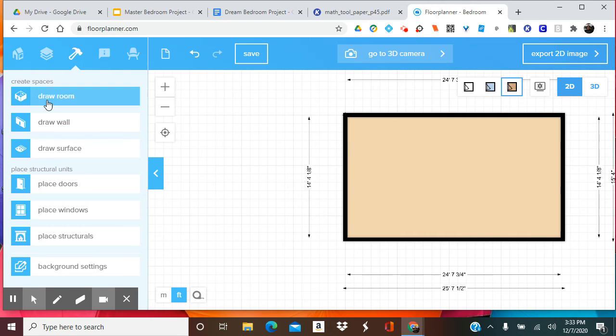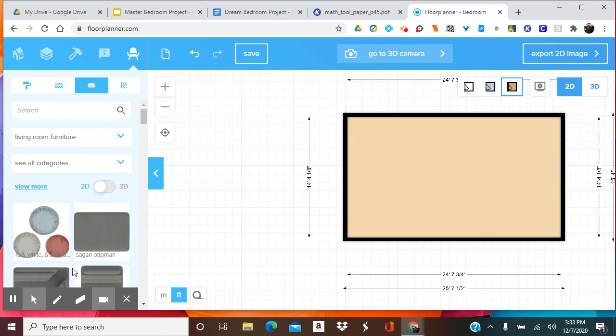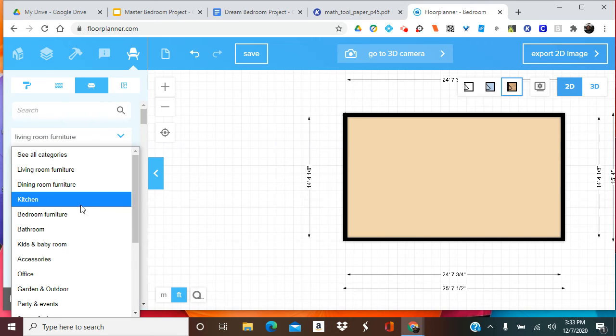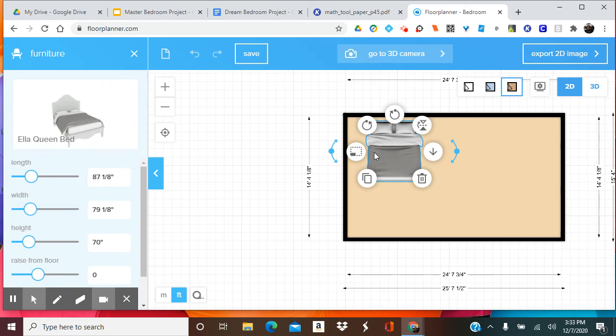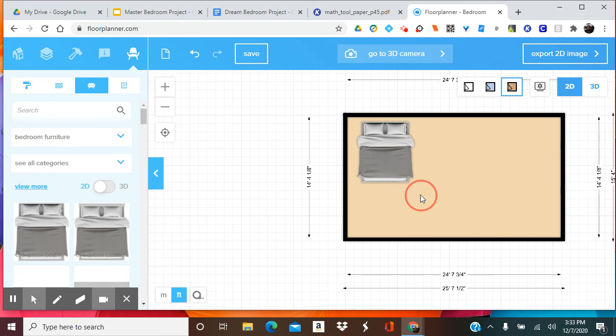Then you're going to go over here and you can put the walls, your surface area, you can place doors and windows. Up here you can place your furniture in there. You can choose living room furniture, kitchen, bedroom, bathroom. You're definitely going to want bedroom and bathroom furniture in there. And it's going to give you the equivalent. You're just going to click and drag and put it where you want it. You can turn it this way, and you can do some mirror image things. So lots of different things you can do with your design.